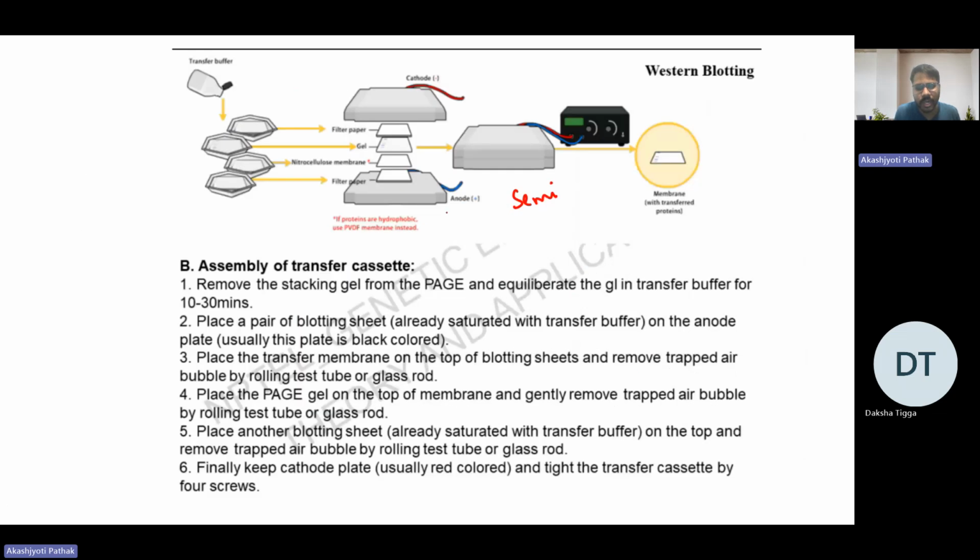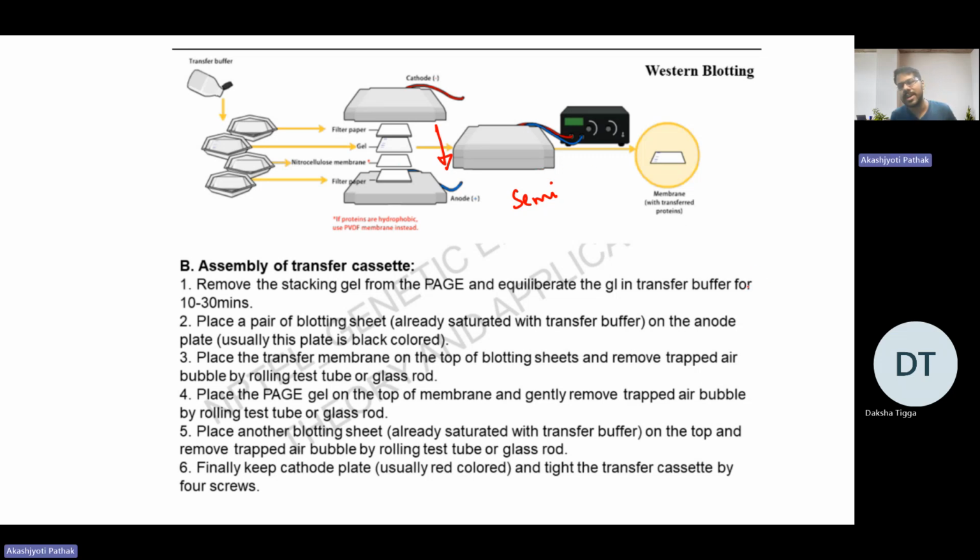You have this anode electrode, and here you place some filter paper. Filter papers are basically these white colored blotting sheets. On top of the filter paper, you place your nitrocellulose membrane. Above the membrane, you place your gel. Above the gel, you place a few more sheets of filter paper, and then you place the cathode. When electricity flows, the protein sample on your gel gets transferred to the membrane once you apply the power supply.